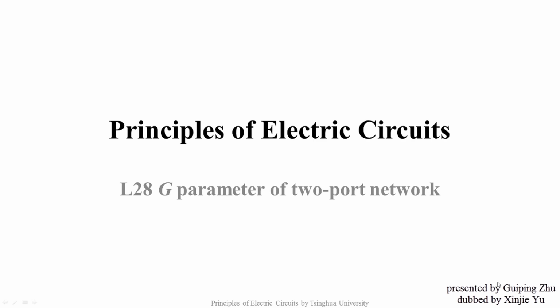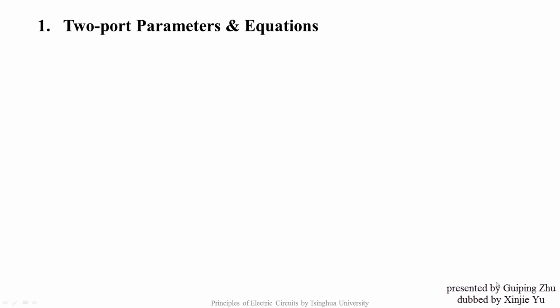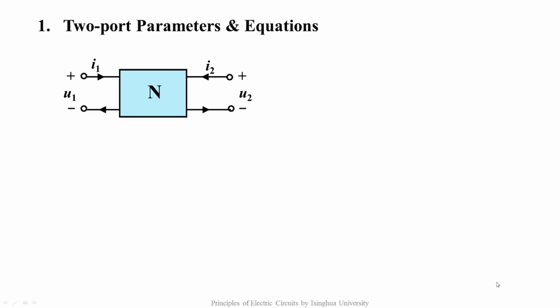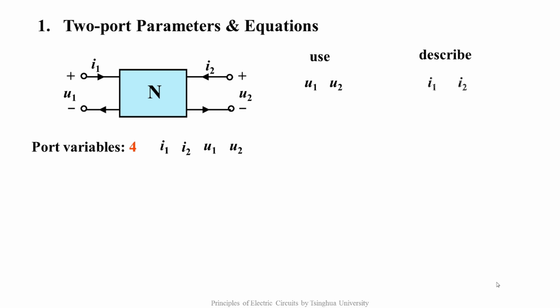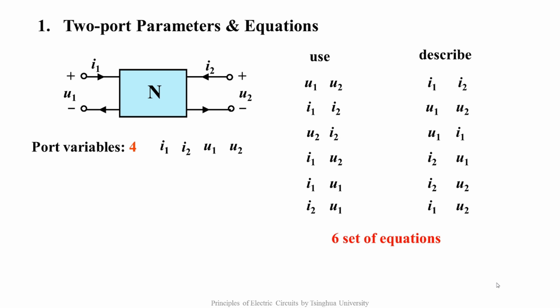Hello everyone, we will discuss the parameters of the two-port network in this lecture. There are four physical variables representing the two-port. They are the currents and the voltages of the two-port. If we use any two of them to describe the other two, there are six combinations, and six sets of parameters and equations accordingly.